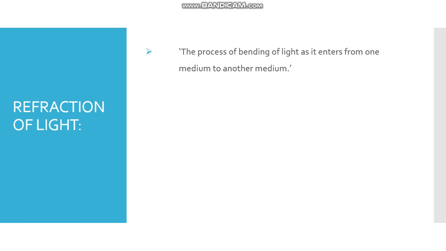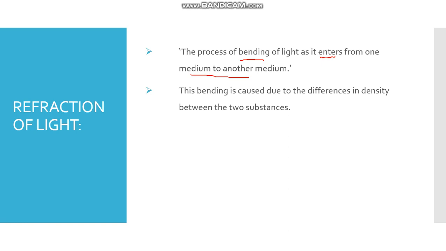So what is refraction of light? The process of bending of light as it enters from one medium to another medium is called refraction of light. Okay, in refraction of light, what happens is the light rays bend when they enter from one medium to another medium. Okay, so in this process the light ray passes through one medium to another. It does not reflect back, it passes through the medium, and while passing through one medium to another the light rays bend. How? This bending is caused due to the differences in density between the two substances.